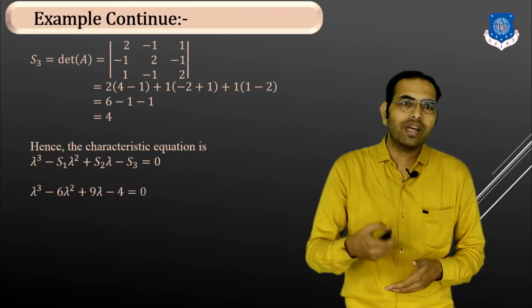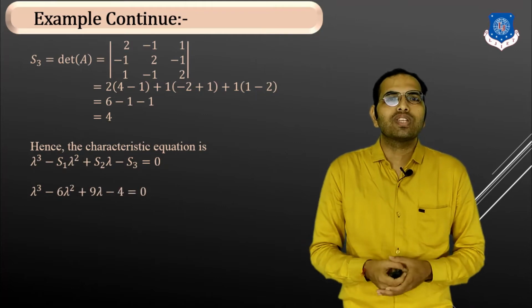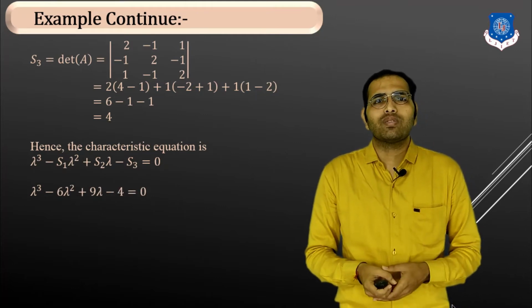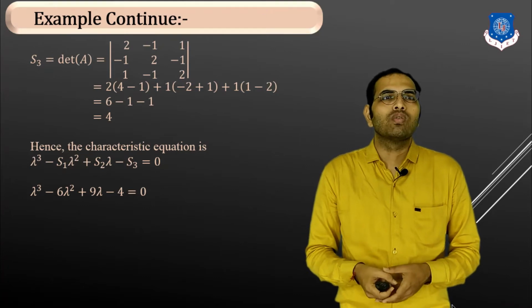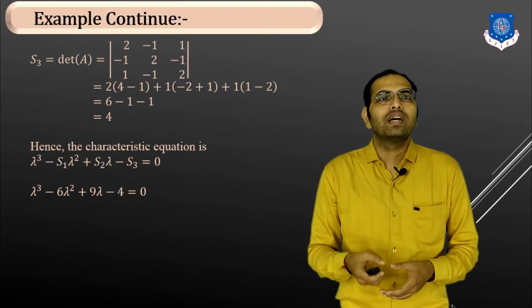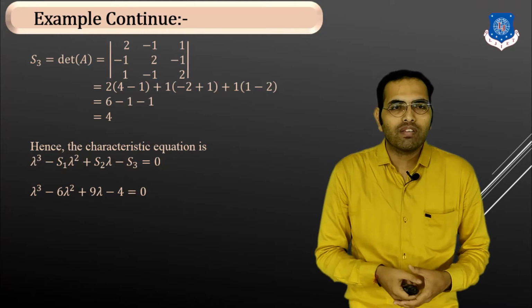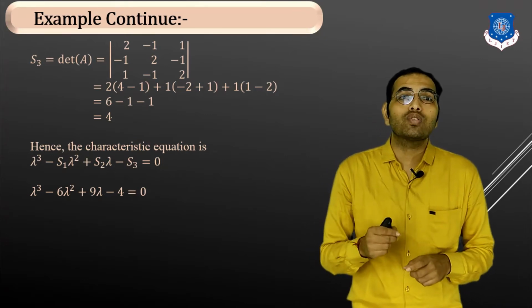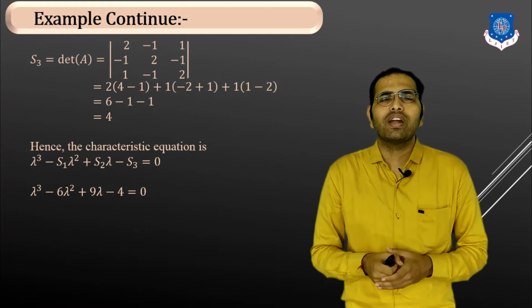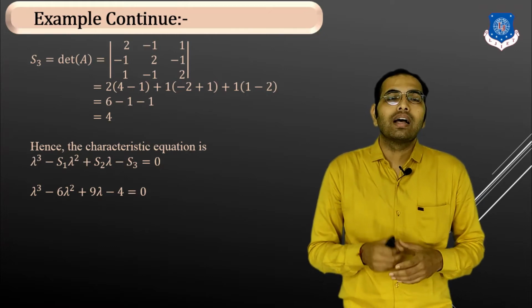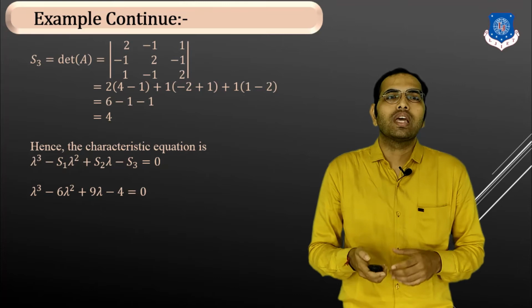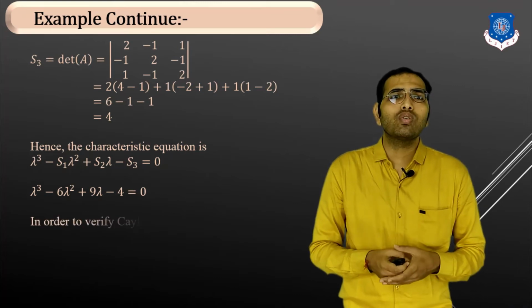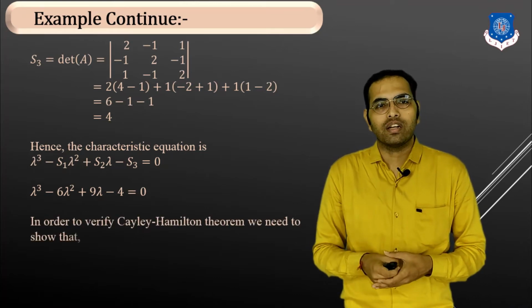Now substituting the values of S1, S2, S3 in our characteristic equation lambda cube minus S1 lambda square plus S2 lambda minus S3 equal to 0, that will give you lambda cube minus 6 lambda square plus 9 lambda minus 4 equal to 0. Here there is no need to find the values of lambda or the eigenvalues. Here we have to verify the Cayley-Hamilton theorem.